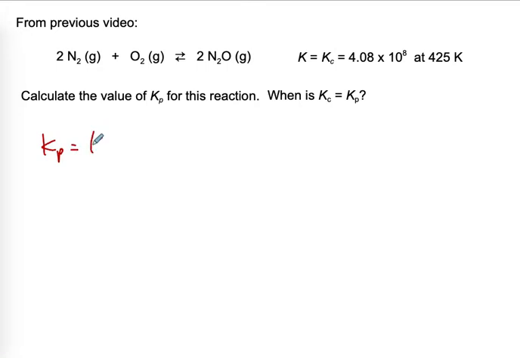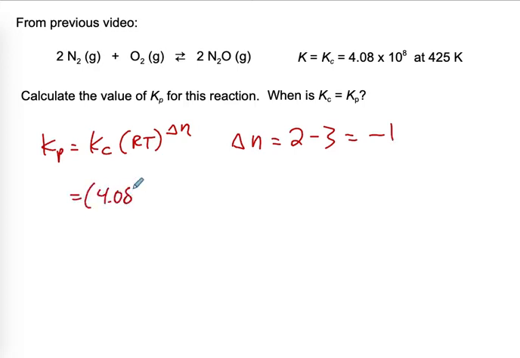Kp equals Kc times RT to the delta n. Delta n in this case is equal to the sum of the coefficients of gaseous products minus the sum of the coefficients of gaseous reactants, or -1. So to plug in, 4.08 times 10 to the 8th times R, the gas constant, 0.08206, times the temperature, 425 Kelvin. Sorry.